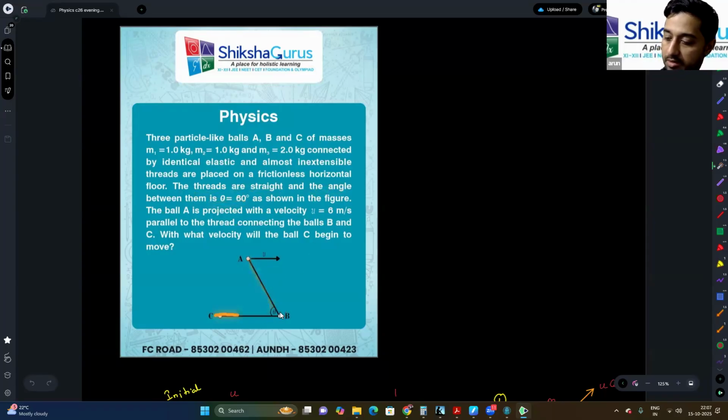Okay, next. The threads are straight and the angle between them is 60 degrees. So you have a thread AB and thread BC, the angle between them is 60 degrees. The ball A is projected with a velocity of 6 meters per second and the connecting thread parallel to the thread connecting B and C. So this means this line here and this velocity are parallel. What is the velocity of C when C begins to move? They are asking with what velocity will C move?